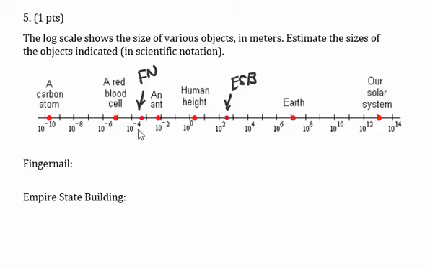and you can see on the log scale it would be somewhere between 10 to the negative third. Okay, 10 to the negative third is right there, and 10 to the negative fourth. So we're going to estimate this as 10 to the negative 3.3. I'm just going to do my best to try to figure out where that falls between negative 3 and negative 4. And now I'm going to use my calculator.